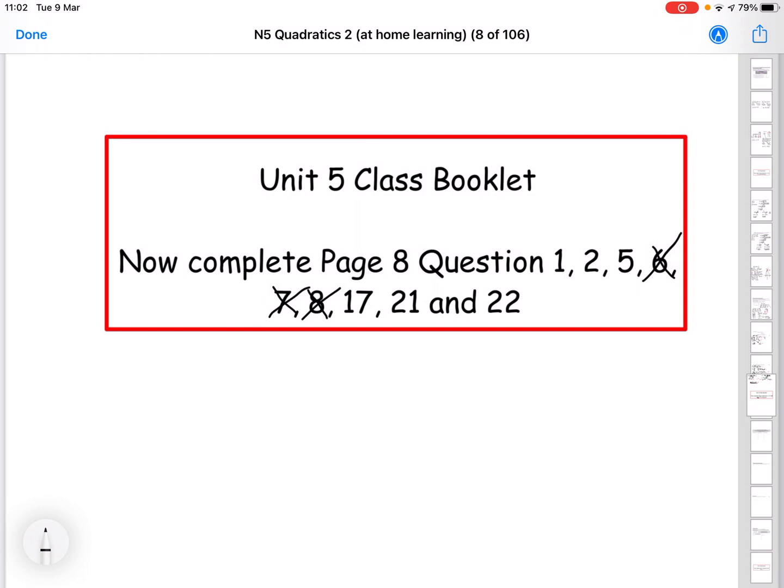The first few are a bit more straightforward. So please give these a try today, and I'll be on the Teams page. I'll have the call open if you need my help with any of these questions. Please come on and ask me then and there if you're stuck with anything. And as usual, mark your work from the back of the booklet and email it across to me when you are done.